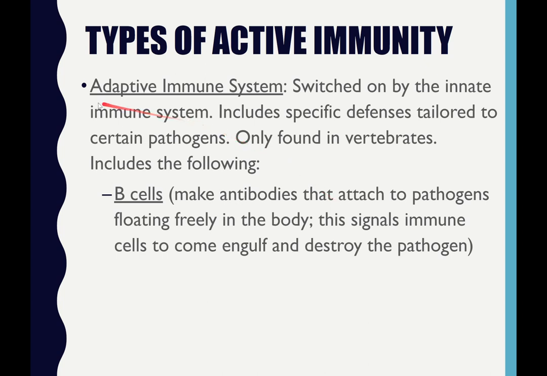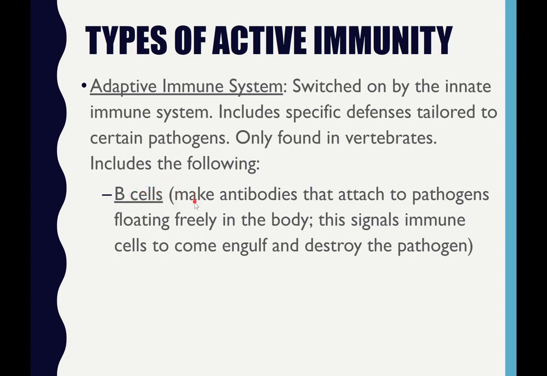On the right-hand side of our notes is the adaptive immune system. Now, this is switched on by the innate immune system, and it includes specific defenses tailored to each pathogen. This type of immune system is only found in vertebrates. Now, remember, a vertebrate is any organism that has a spine or a backbone. And there are two parts to the adaptive immune system. The first are called B cells.